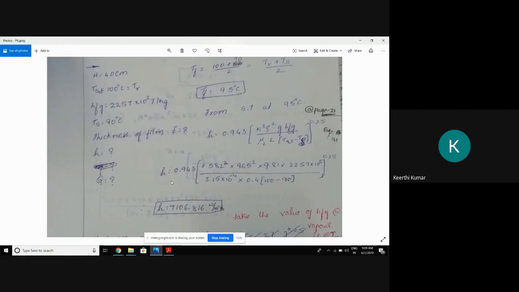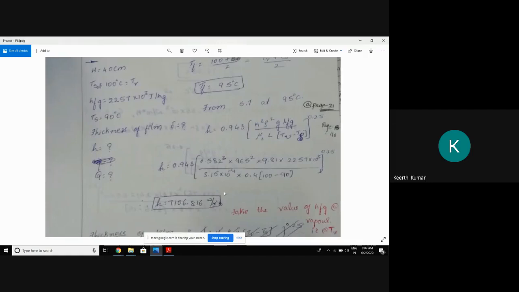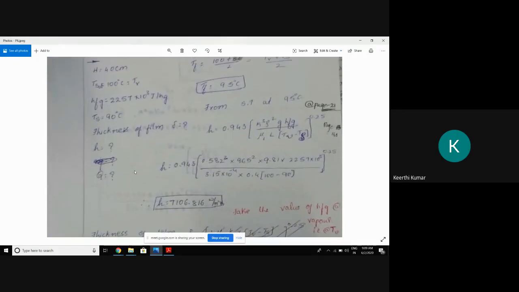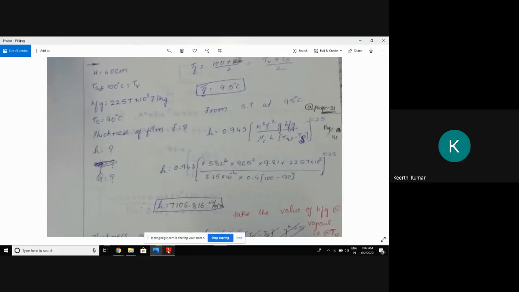Hello. I hope you calculated the value of H. H is 7106.81 watt per meter square Kelvin. That is correct. Then we'll go for the second unknown, that is Q. What is the formula for Q? That is given at the top only. Q is equal to H A (TV minus TS). We got H, but the area is unknown.